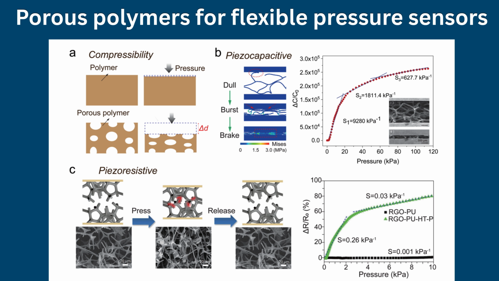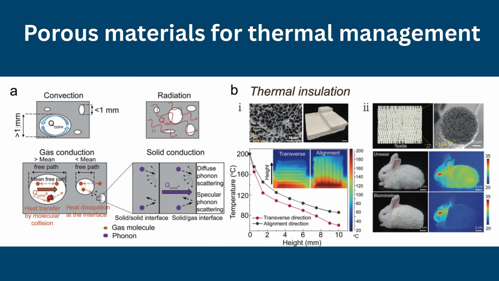In thermal management applications, porous polymers function as effective insulators due to the presence of gas-filled pores and the increased scattering of heat carriers at solid-gas interfaces. Nanoscale pores are particularly effective in reducing thermal conductivity, while anisotropic and aligned pore structures can further enhance thermal regulation by manipulating heat flow and radiation.